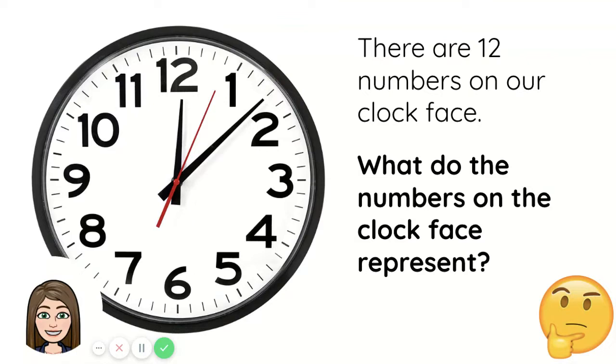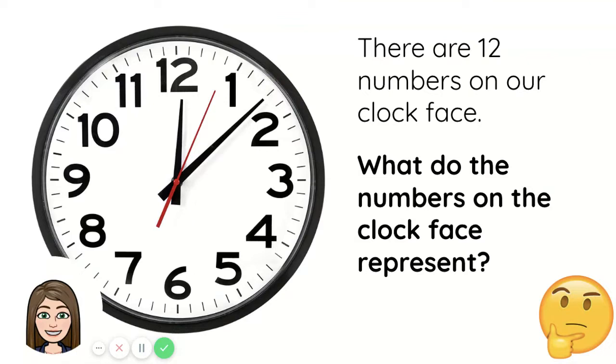An analog clock is a clock with a face. That's the type of clock we are going to talk about today. This clock has 3 hands, an hour hand, a minute hand, and a second hand. Today, we are only going to focus on the hour hand.